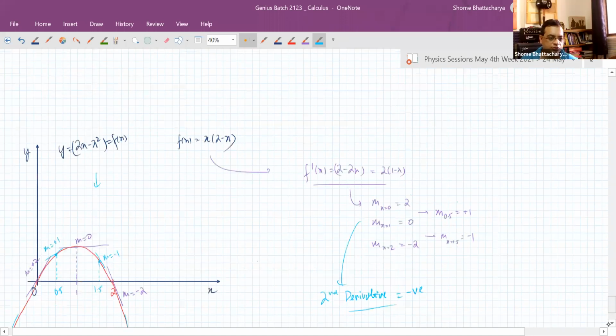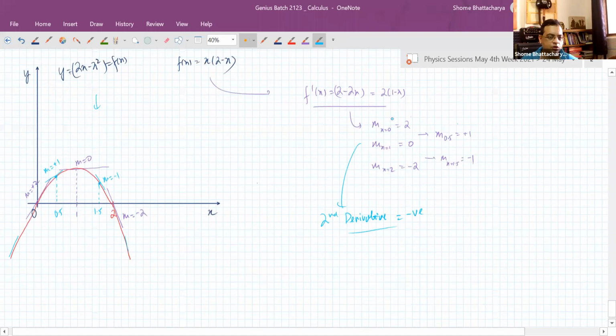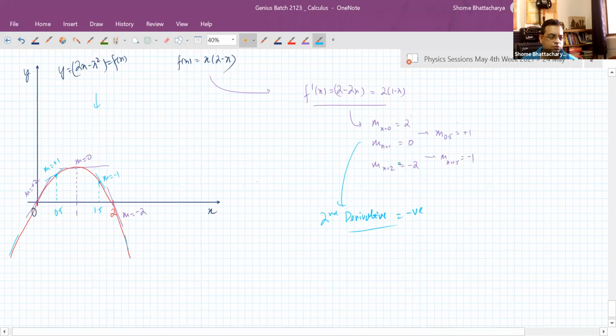So the correlation of the information that we have got now for the slopes at the various values above and the second derivative, that it was in fact equal to -2, but more importantly it's a negative value throughout. That is clear now in how it's showing up in the graph.